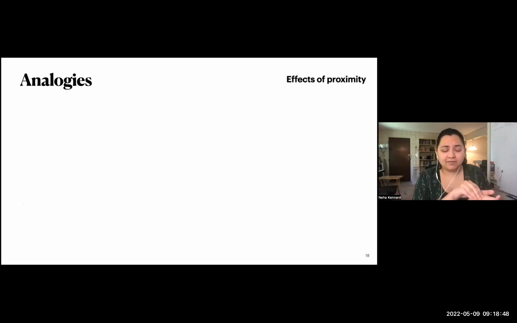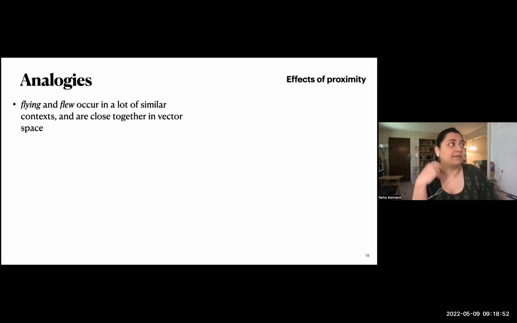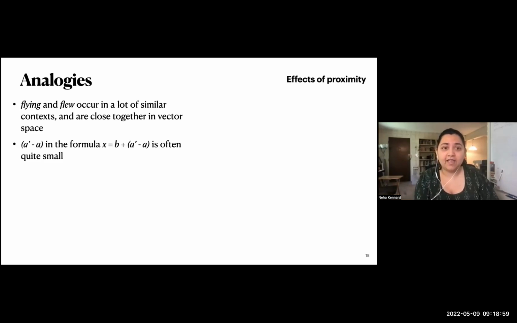But that's not always exactly what's happening, because if you look at, for example, the words flying and flew, they occur in a lot of the same contexts. So they're very close together in vector space. And what it turned out to be was that A prime minus A turns out to be very, very small a lot of the time.